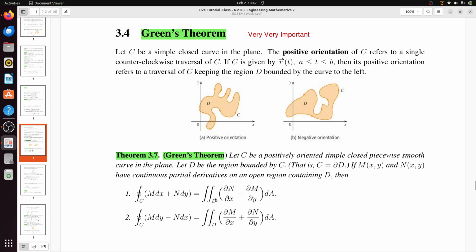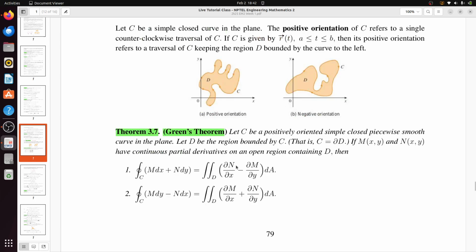surface integration. We have not discussed surface integration till now, but we will discuss it just after a few moments. So this is the theorem. I hope that it is clear to you.